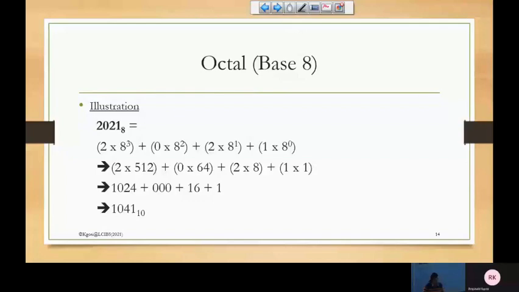You multiply those. 2 times 8 to the 3 is 512, plus 0 times 8 squared, which is 64, plus 2 times 8 to the power 1, which is 8 itself, plus 1 times 8 to the power 0. Remember, anything to the power 0 is 1, so that's 1 times 1. Then we add up those numbers, and we see that a number written as 2021 in base 8 has the same value as 1041 in base 10, which is what we normally use.